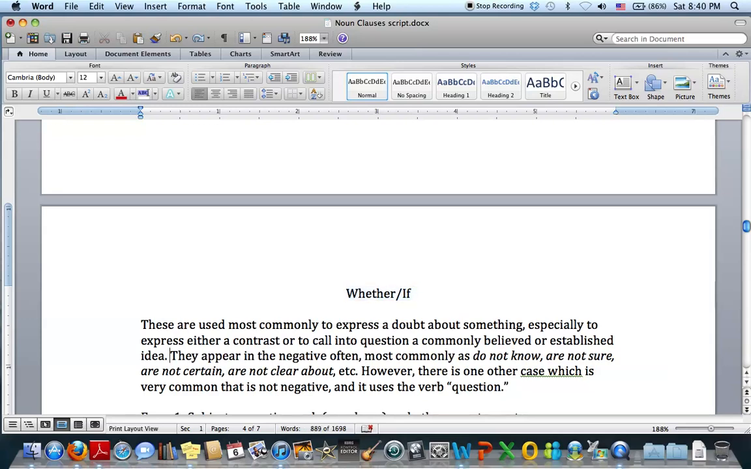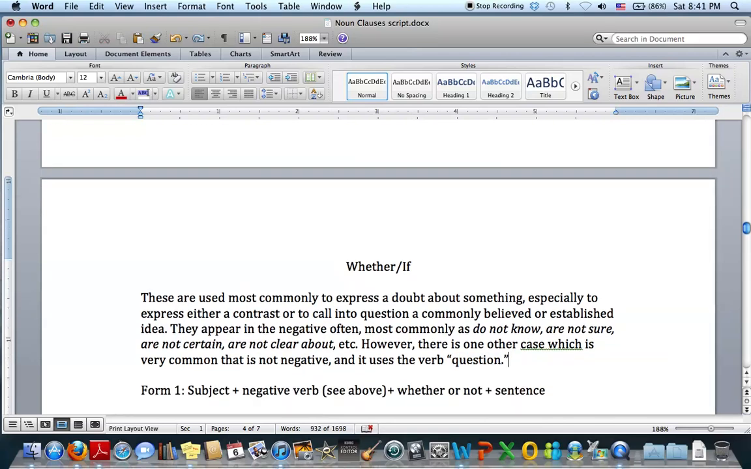Now, this appears in the negative quite often, and it usually occurs together with don't know, are not sure, are not certain, are not clear about. But there's one case where it's used in the positive, and it's just with this one verb, question. Now notice this, question could be a noun, it could be a verb. In this case, we're using it as a verb. And question goes together very well with whether or if. It stays in the positive. Most other verbs go into the negative when you're using whether or if.